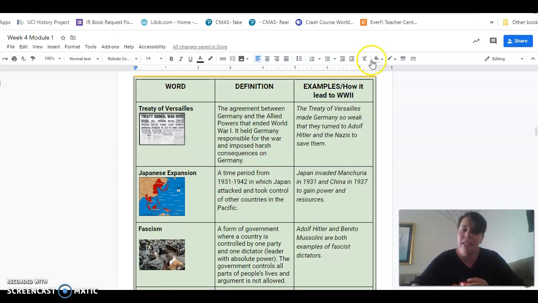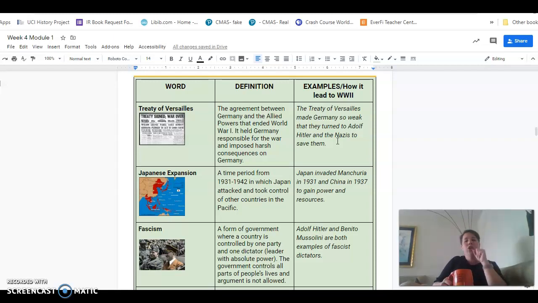An example of how this led to World War II, the Treaty of Versailles made Germany so weak economically, politically, militaristically, that they turned to Adolf Hitler and the Nazis to save them. Hitler had this very charismatic way of suggesting that he was going to help bring about the end of the Great Depression in Germany and restore Germany to its former glory.